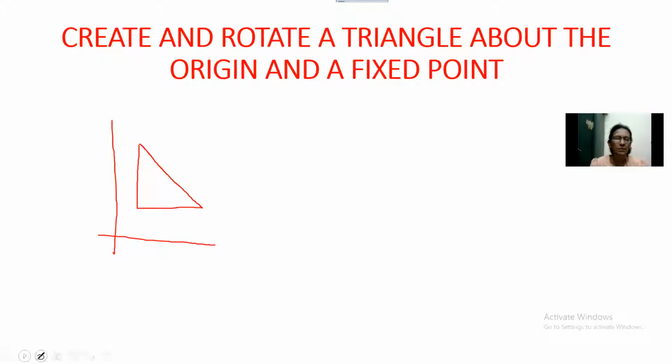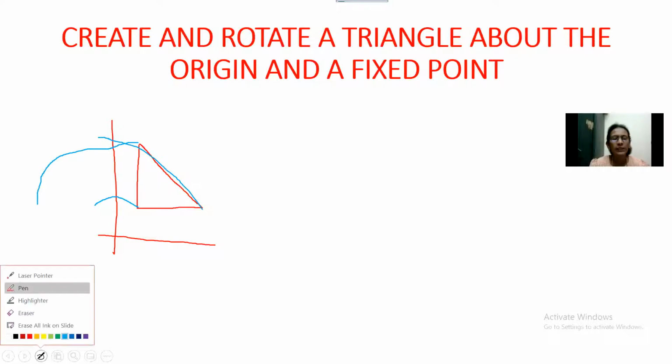That means this point will be rotated by 90 degrees and we get this. This point would be rotated by 90 degrees about the origin and we get this. This point again would be rotated by 90 degrees and we get this. So the resultant triangle would be this.